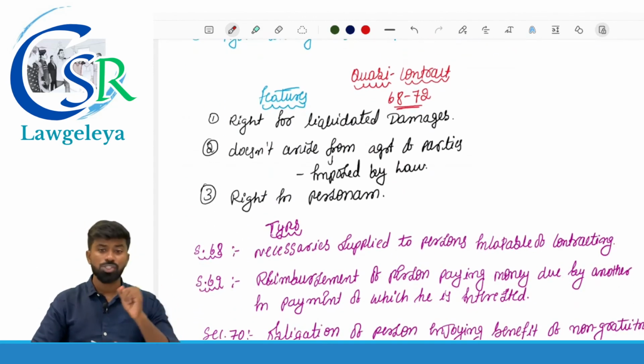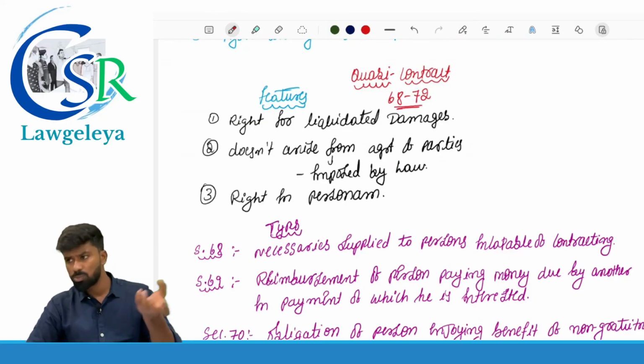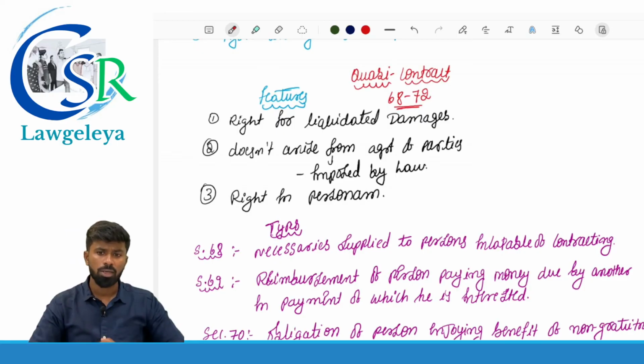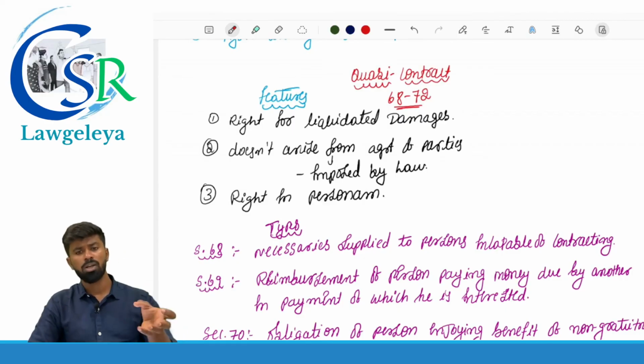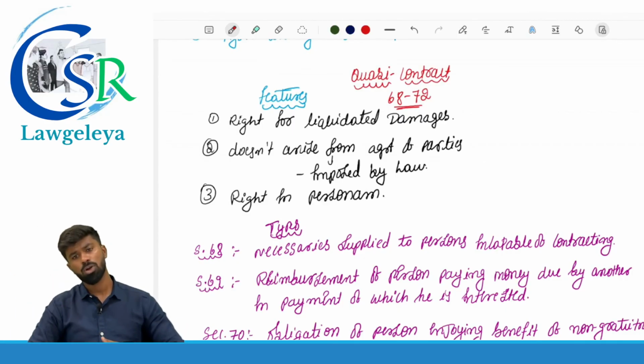Then section number 68 to 72, quasi-contract. Quasi-contracts are not contracts. They are not made by parties, but they are imposed by the law, and they are imposed by the law to provide justice, and they are based on equity. It is based upon the Latin maxim, what is the Latin maxim? Nemo debet locupletari ex alterius incommodo, meaning nobody can enrich themselves at the cost of other or others. That is called what contract?